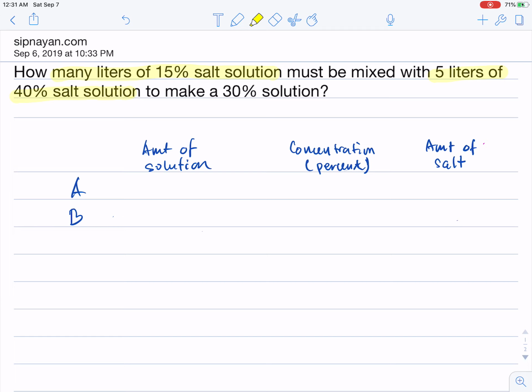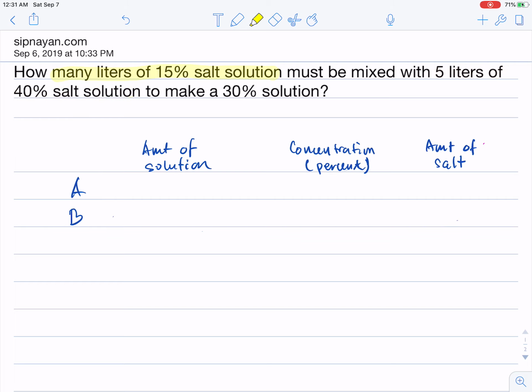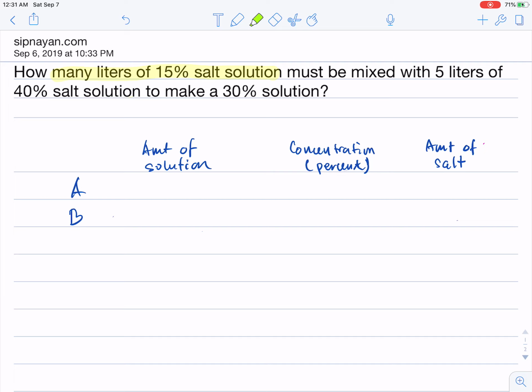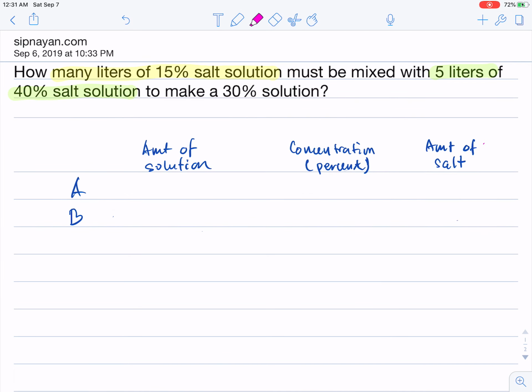Okay? This is the second one. 5 liters of 40% salt solution. And the third one, ano yung third one? Ano ibig sabihin nito? To make a 30% solution. Ano ibig sabihin yan? Yan ay yung result, pinag-combine natin yung dalawa. So, tignan natin.